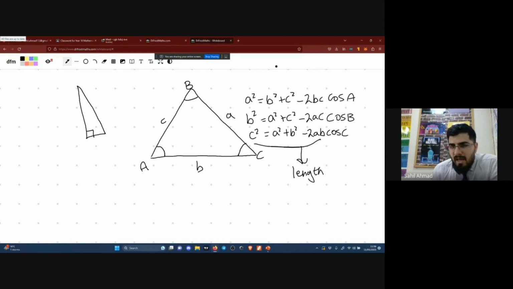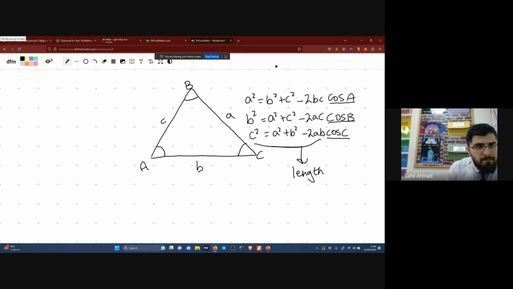Now, when it comes to angles, what we'll have to do is rearrange every single one of these formulas and get them in terms of either cos A, cos B, or cos C, because that's the form for angles. I'll go through one of them over here. So let's get rid of this right angle triangle, and let's assume that we are going to rearrange the very first one. So let's rewrite it one more time. We have A squared is equal to B squared plus C squared minus 2BC cos A.